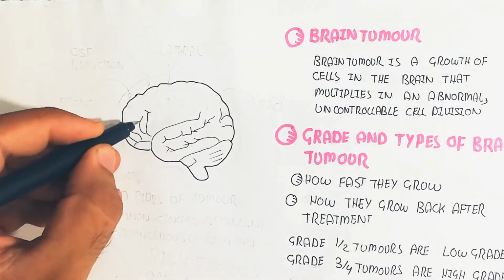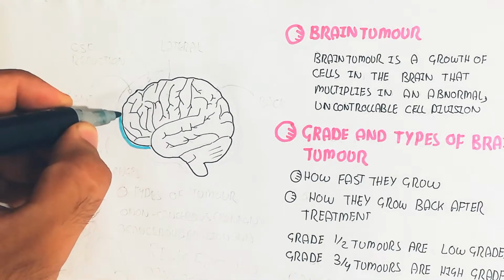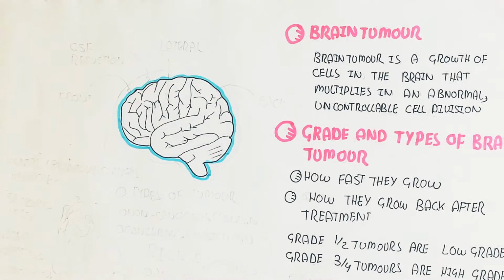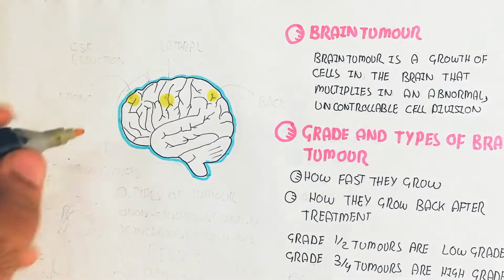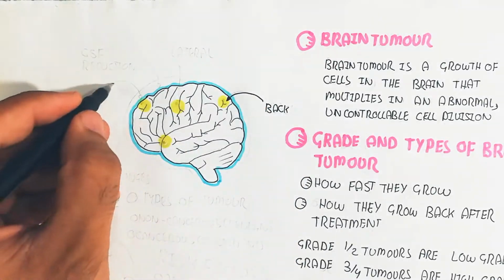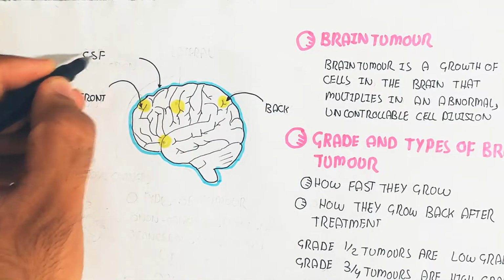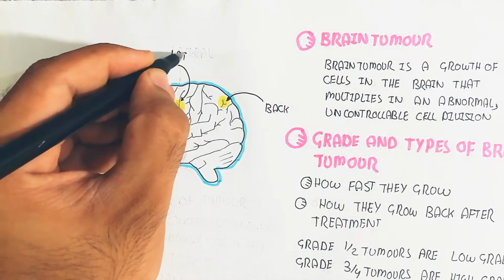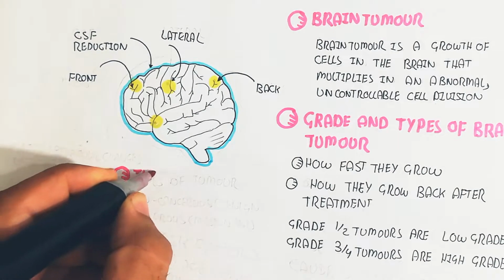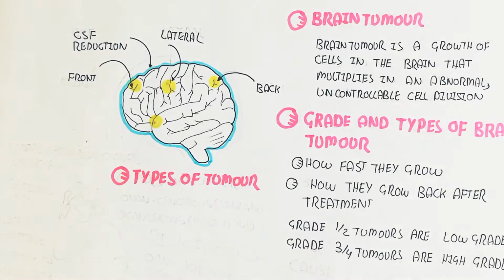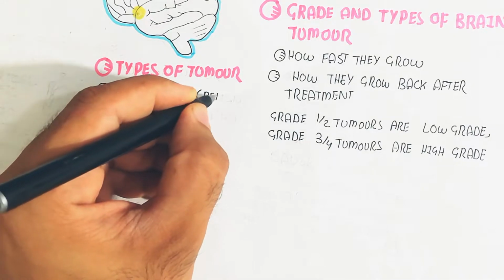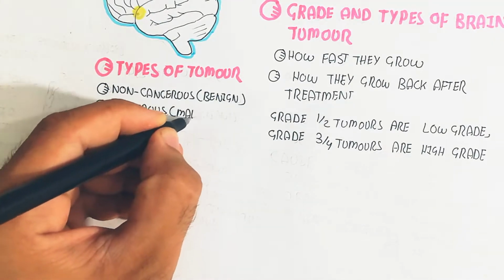I am drawing the brain structure, and the tumor can be located in different regions of the brain. For example, the frontal tumor, lateral tumor, a back tumor or occipital tumor. The cerebrospinal fluid is reduced due to the increase in the size of the brain from rapid cell division, and cell proliferation can lead to cancer, and this tumor can move into the brain.